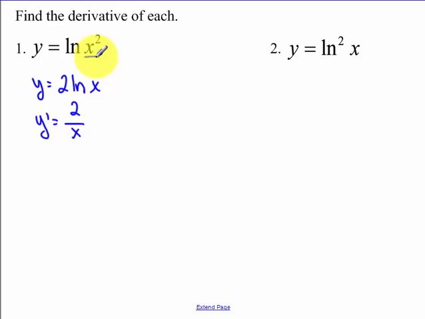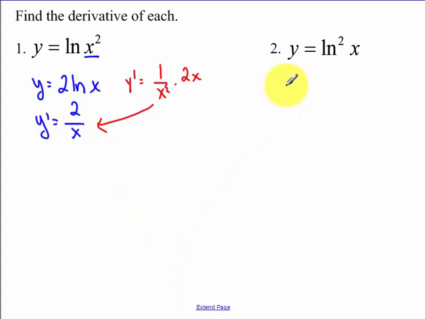Here I would have to do the chain rule. So if I didn't do that simplification, we'd have 1 over x squared times the derivative of the inside, which is 2x, and then you'd simplify to that. So try and make your life easier. Remember my motto, work smarter, not harder.